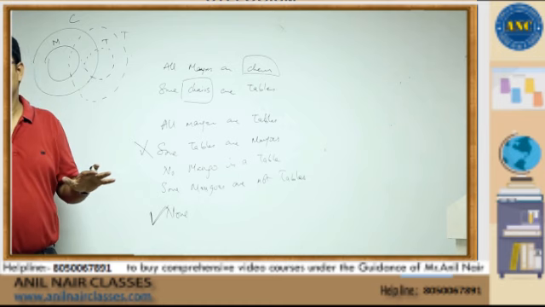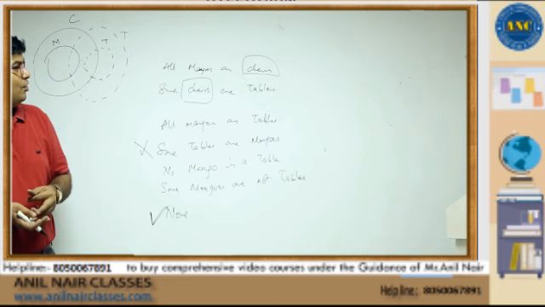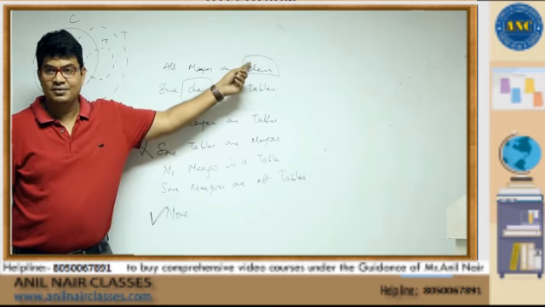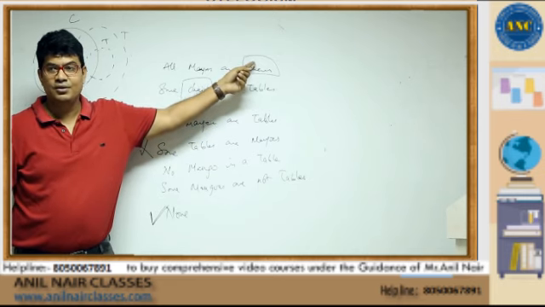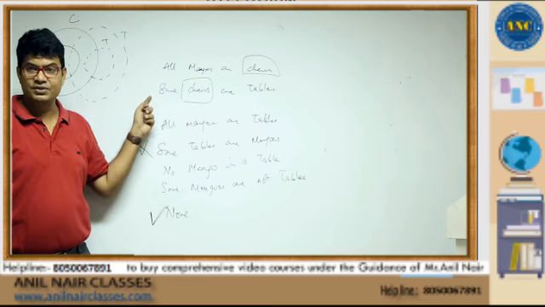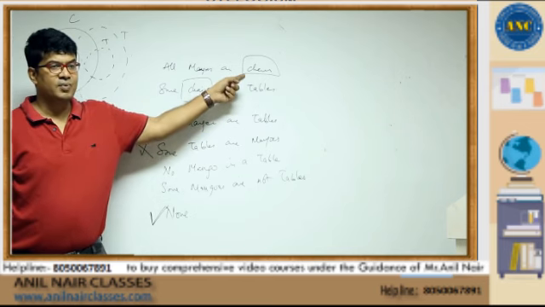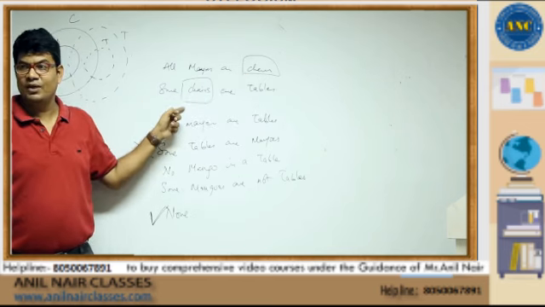Period. No need to read anything more. All mangoes are chairs. Is chairs distributed? No. What is the middle term in these two statements? Chairs. Is it distributed in the first premise? No. Is it distributed in the second premise? No. So no immediate inference can be drawn.